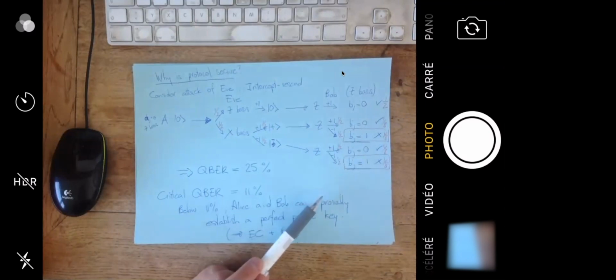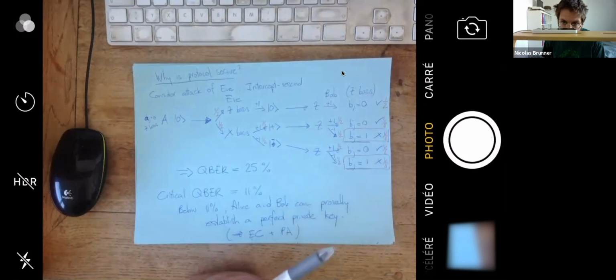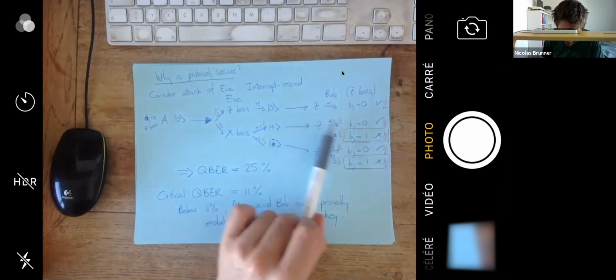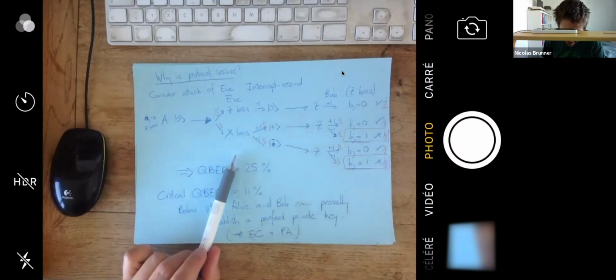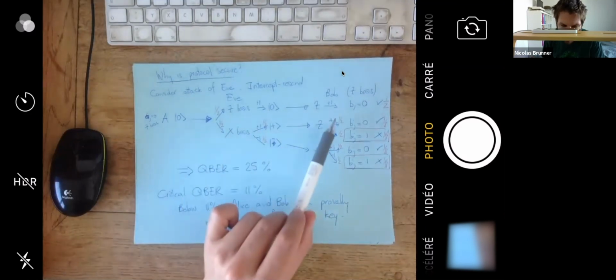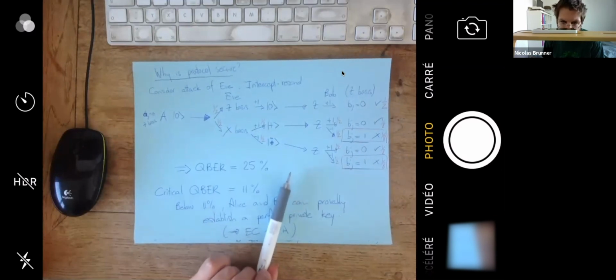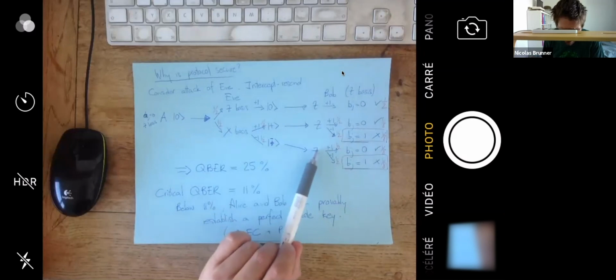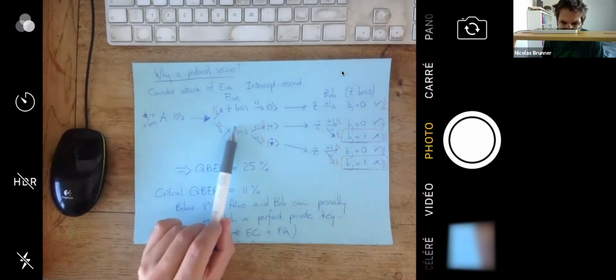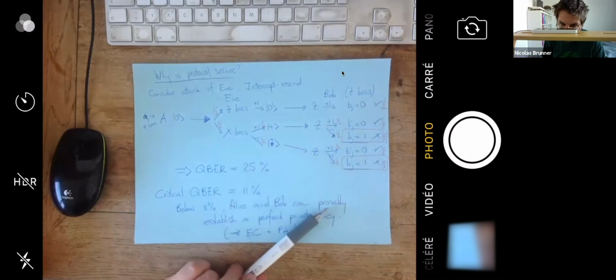And so in that case, after basis reconciliation, Eve would indeed know something about the key. And you can actually prove that there would be no way for Alice and Bob to extract a private key out of this data. So as soon as the error rate is compatible with an attack like this, where Eve gets a significant amount of information, then you have to abort.